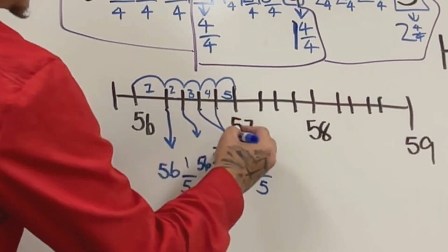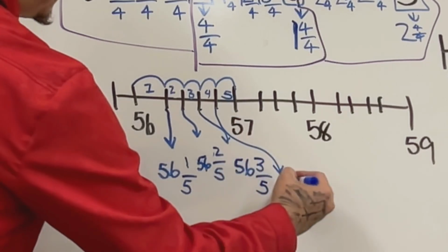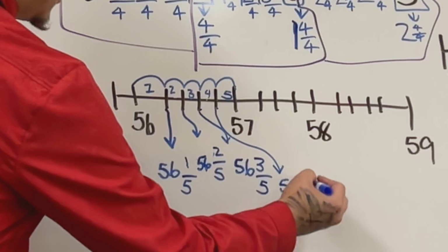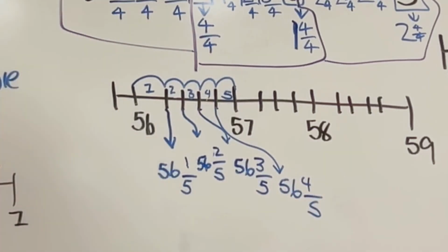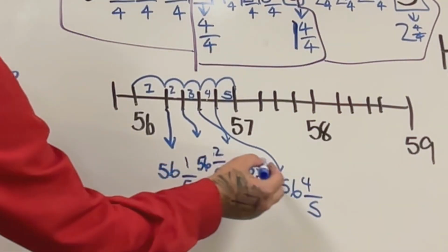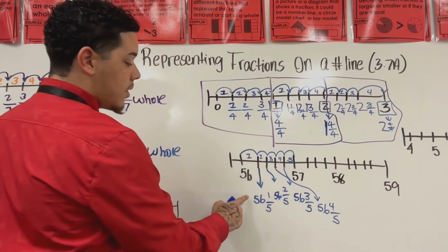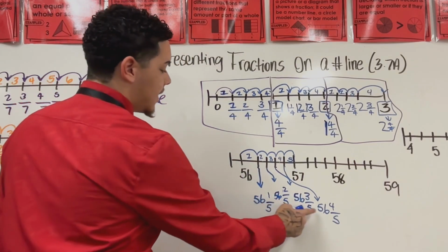And then you would do the next one, which would be 56 and what? What's the next number after 3? 4/5. What do you notice? You notice that we're still counting by 1, 2, 3, 4, and our denominator is clearly staying the same and our whole number is also staying the same.